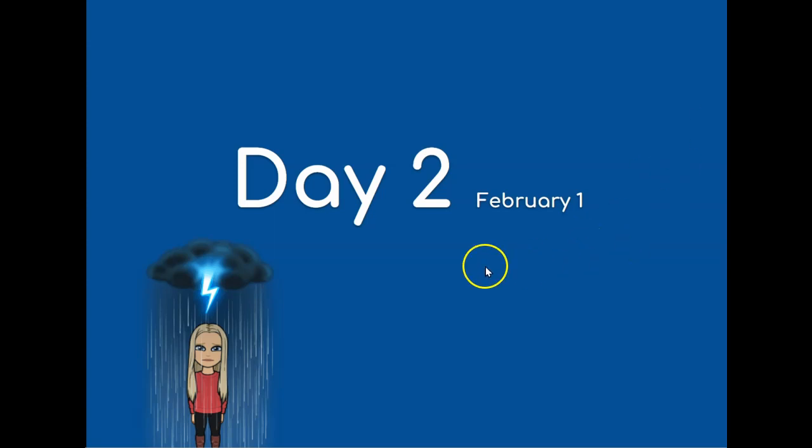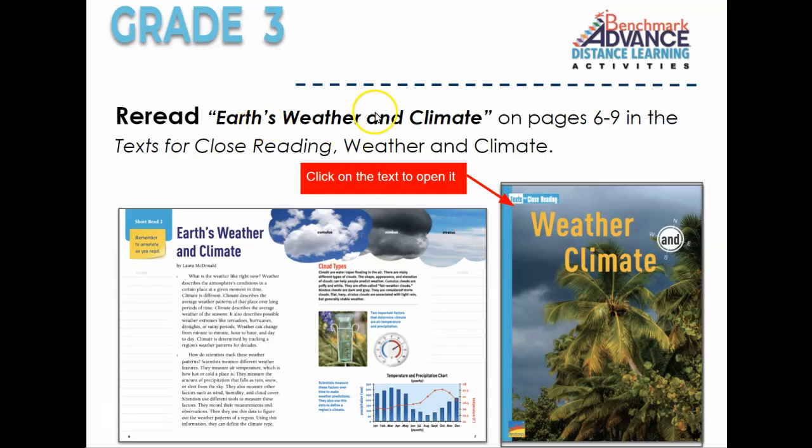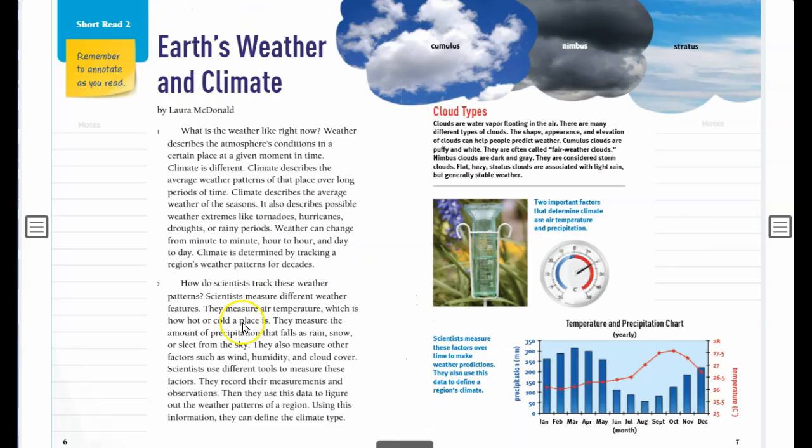All right, this is day two of our unit eight. Okay, weather climate. We're going to reread pages 6 through 9 in our climate booklet. So go to page 6. All right, so go to page 6 and let's reread. Okay, pages 6 through 9.